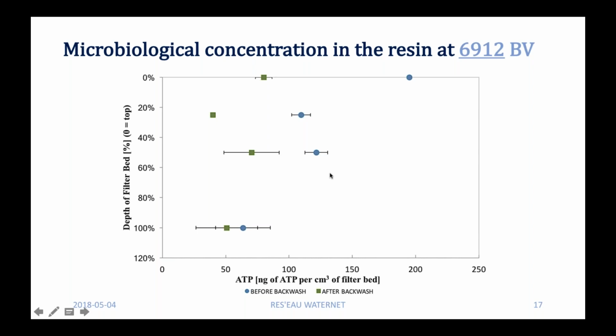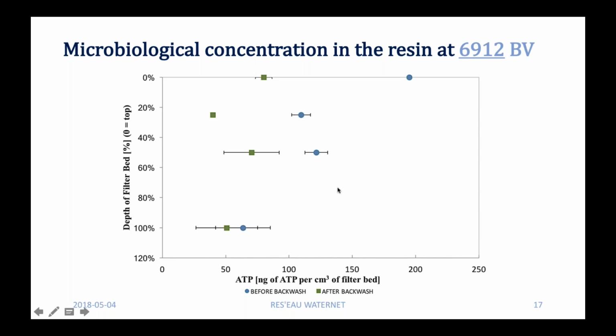Each data point corresponds to the average of column 1 and column 2, and the error bars correspond to the mean and max values. As expected, we observed a profile of higher concentration at the top of the column to lower concentration at the bottom before the backwash. However, after backwash, ATP is more evenly distributed.